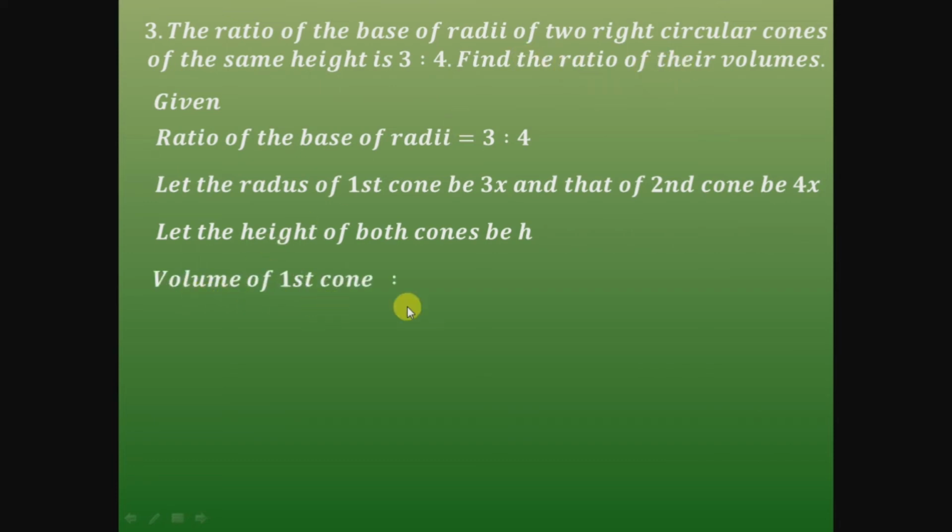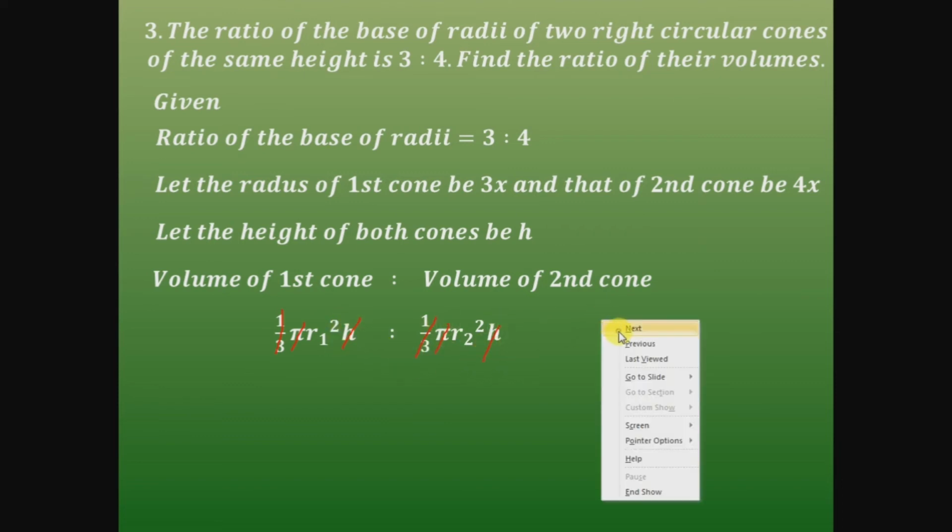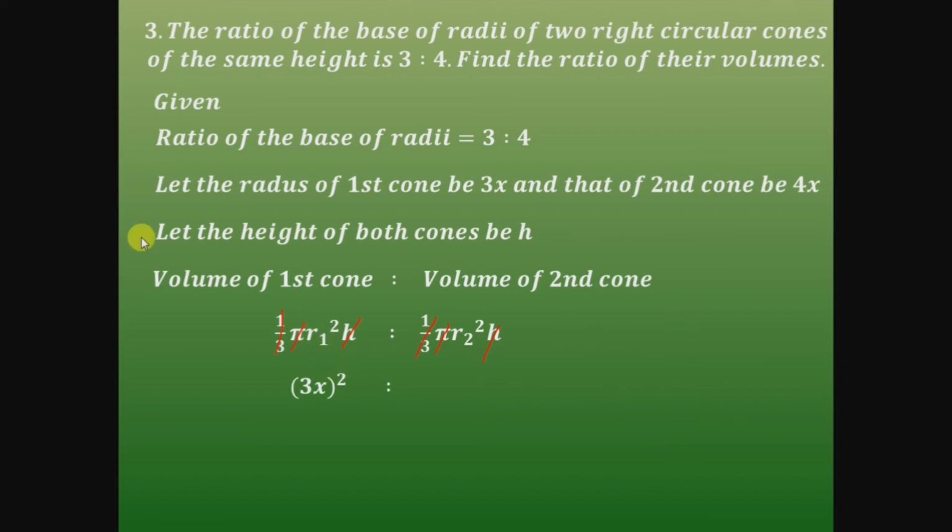So volume of first cone is to volume of second cone is equal to 1/3 pi r1 square h is to 1/3 pi r2 square h. Here 1/3 will get cancelled, pi will get cancelled, h and h will get cancelled. So r1 means 3x whole square is to r2 means 4x whole square. So I'll get 9x square is to 16x square. This x square will get cancelled. So answer is 9 is to 16.